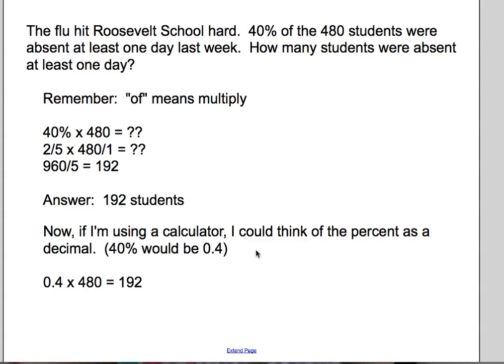So, like, 73% would be 0.73, 99%, 0.99, 42%, 0.42, okay? Get the drift? So you can easily just punch in your calculator 0.4 or 0.40 times 480, push the enter sign, and you'll get 192. Pretty slick if you're allowed to use a calculator. But you need to make sure you know how to do it both ways.